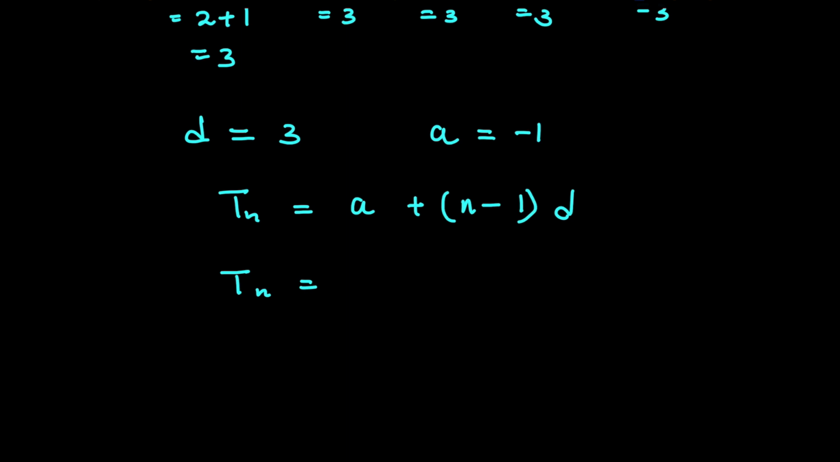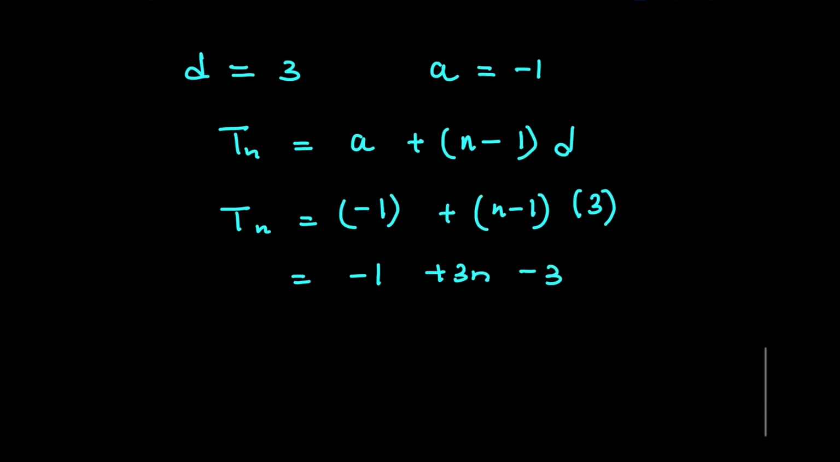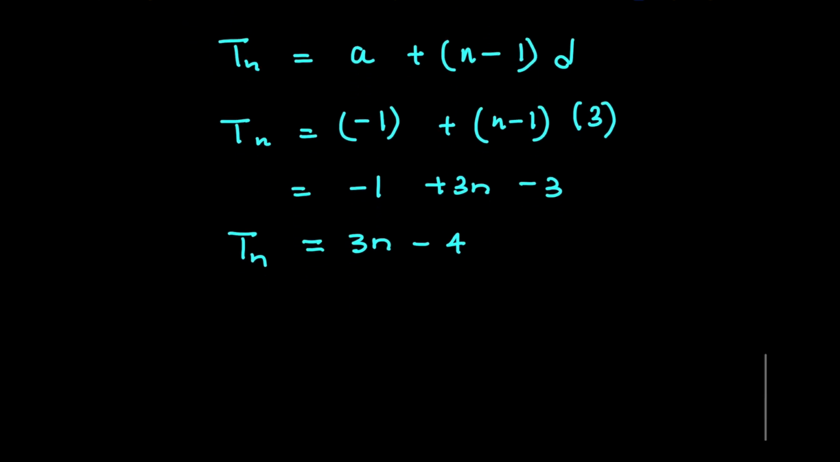Tn is equal to a, which is -1, plus n minus 1 times d. Our d is 3, right? So let's continue. It's -1 plus 3 times n, that's going to be plus 3n. 3 times minus 1, that's going to be -3, right? So let's simplify this further. This is 3n. So -3 minus 1, that's going to be -4. So this is our general term of this sequence.